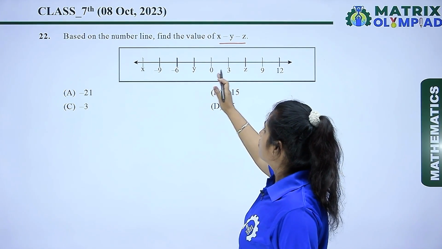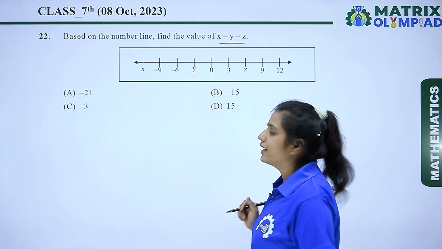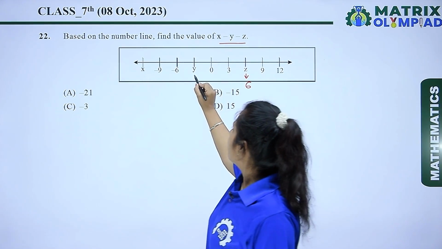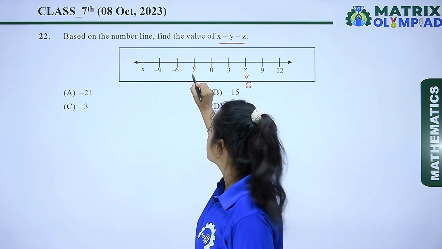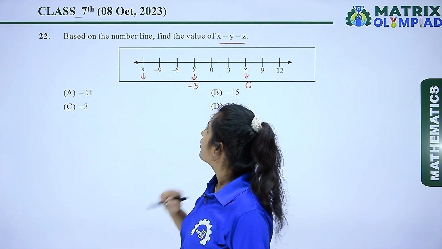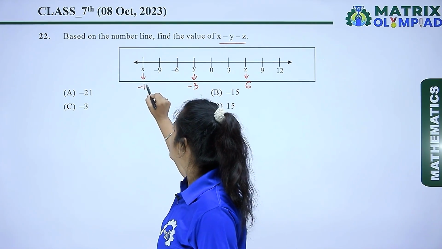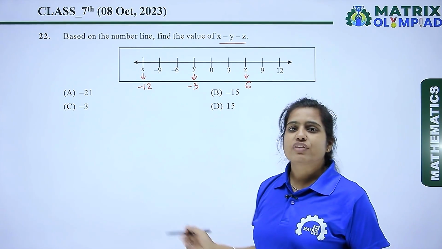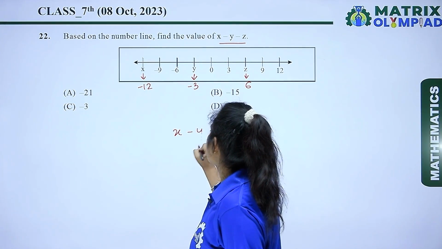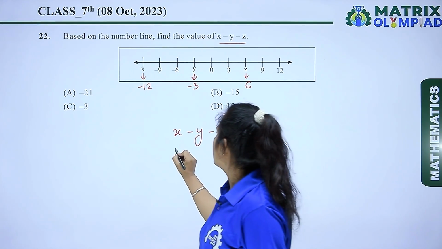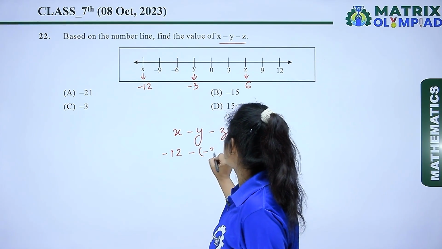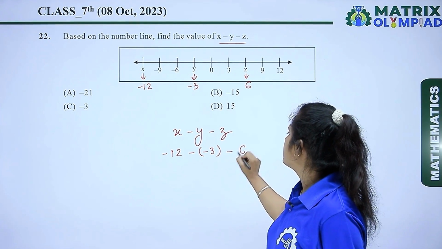Let's check the number line and find out the values. After the observation of the positive side, we get that z is 6. On the negative side, we get the value of y, that is negative 3, and the value of x will be minus 12. Now let's put the values in x minus y minus z. Putting the values in the variables, we get negative 12, negative 3, negative 6.